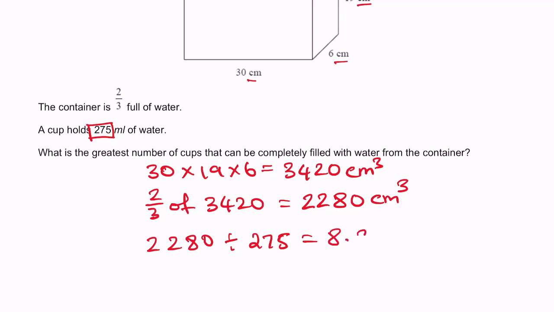8.290. Now, how many cups? Full cups. Greatest number of cups, so full cups is 8, so the answer is 8 cups. Okay, so that's the answer, 8 full cups.